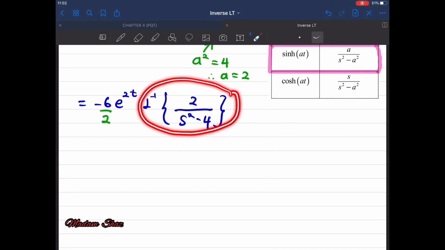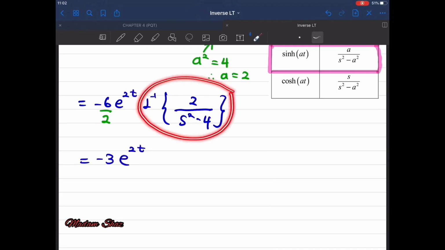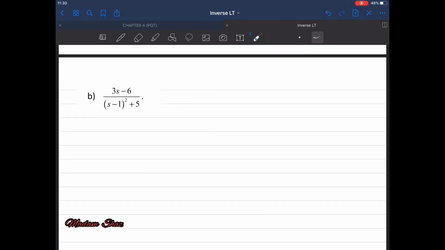Laplace inverse 2 over s squared minus 4 will become sinh of at. Negative 6 over 2 will become negative 3 e to the power of 2t, times sinh of 2t. So this is the answer for the inverse Laplace transform by using the first shift property, example A. Okay, now let us continue with example B.